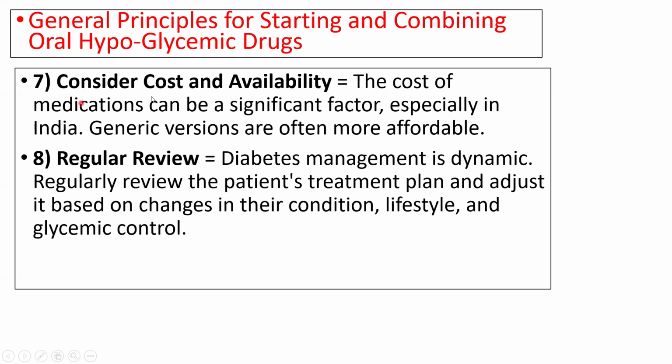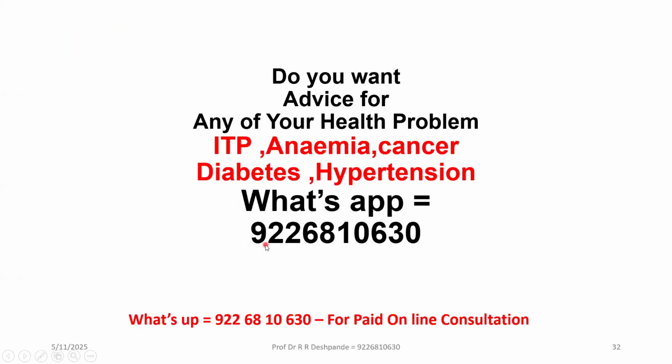Now, consider cost and availability. The cost of the medications can be a significant factor, especially in India. Generic versions are often more affordable. Regular review. Diabetes management is dynamic. Regularly review the patient's treatment plan and adjust it based on the changes in their condition, lifestyle, and glycemic control.